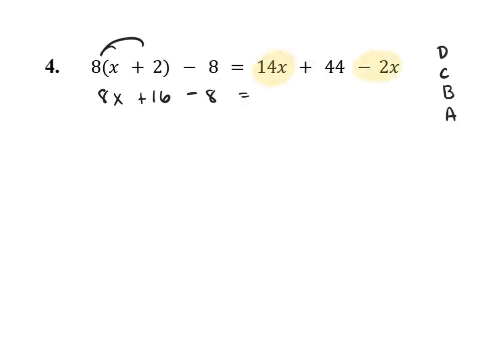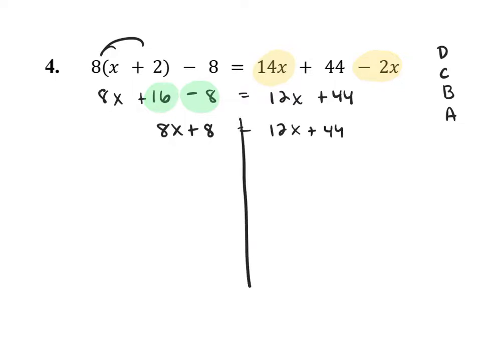Error alert, be on the lookout that you're combining 14 and negative 2x. So that's going to get me 12x plus 44. Then on my left side, I can combine 8x, I can combine 16 and negative 8, or 16 minus 8, and so that's going to get me 8x plus 8, because a positive 16 and minus 8 or negative 8 combine to get positive 8, so be careful with that, and then equals 12x plus 44.